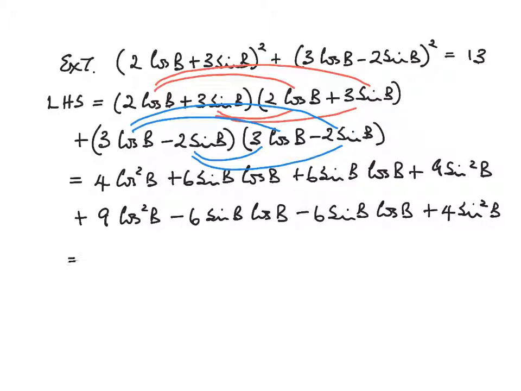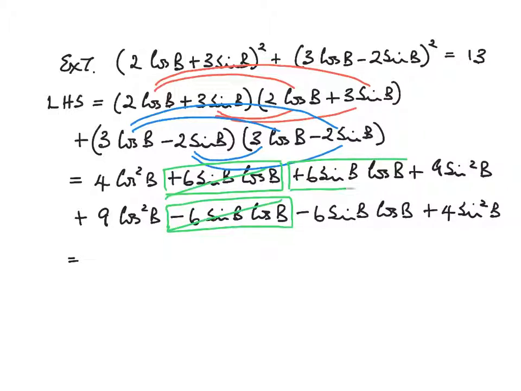Right, we're all ready to simplify. Now, look what we've got. Here is plus 6 sin b cos b, and here is a minus 6 sin b cos b. So those 2 terms cancel out. Here's another plus 6 sine b cos b, and minus 6 sine b cos b. So these two terms cancel out. That makes life a bit easier.